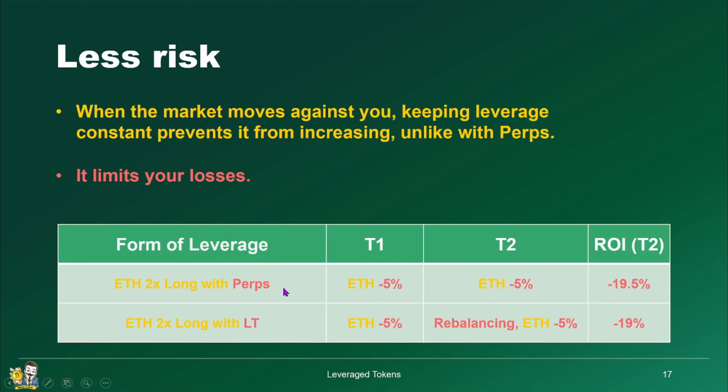We will compare the performance of a perpetual with the performance of a leveraged token on ETH with a 2 leverage. If ETH loses 5% and then loses 5% again, your return on investment will be negative 19.5% for a perpetual. If a rebalancing event occurs in T2, leverage is kept constant rather than increasing, limiting the T2 loss. The ROI for the leveraged token is therefore negative 19%. So we lose less with this asset.